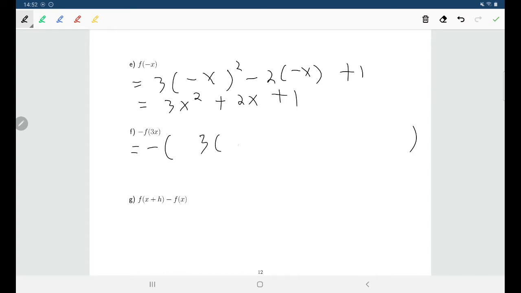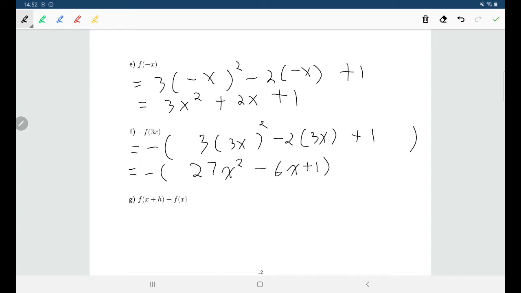F of 3x, we'd find that by taking our function and replacing all the x's with 3x. And if we were to evaluate inside the brackets there, 3x squared would be 9x squared, and multiplying that by 3 would give me 27x squared. Minus 2 times 3x, that's minus 6x. And then finally, we have the negative that was in front. We're now going to do that multiplication. So multiplying everybody by -1, that gives me negative 27x squared plus 6x minus 1.